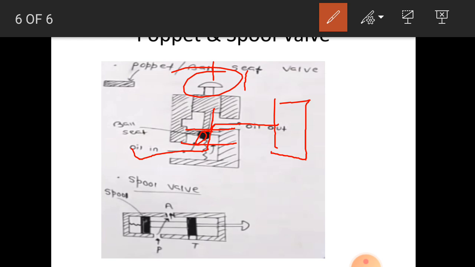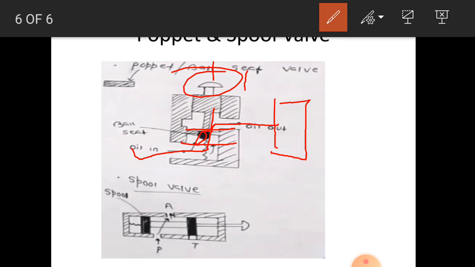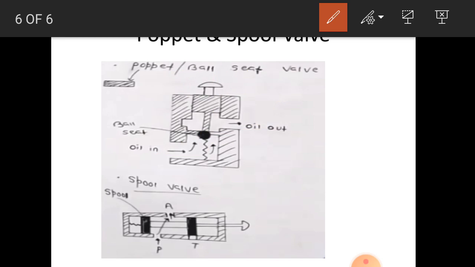Poppet is nothing but what? Only the shape is going to be changed. Ball means it is a circular one, poppet means a rectangular one. A rectangular rod will be placed here. This is a poppet or ball type seat valve. And next one is spool valve.